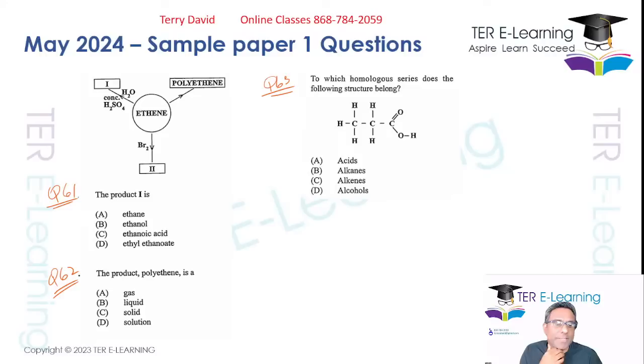A lot of people are getting B for the answer. Let's see if that makes sense. We're starting off with ethene here, and you're adding water to it. That's a hydration process. You're going to get an alcohol, so it has to be ethanol. So B is the correct answer. The product polythene is what? That's a good one. Question 62.